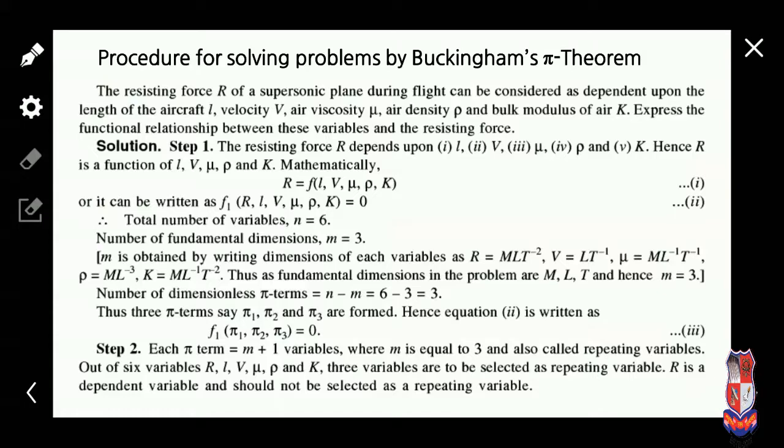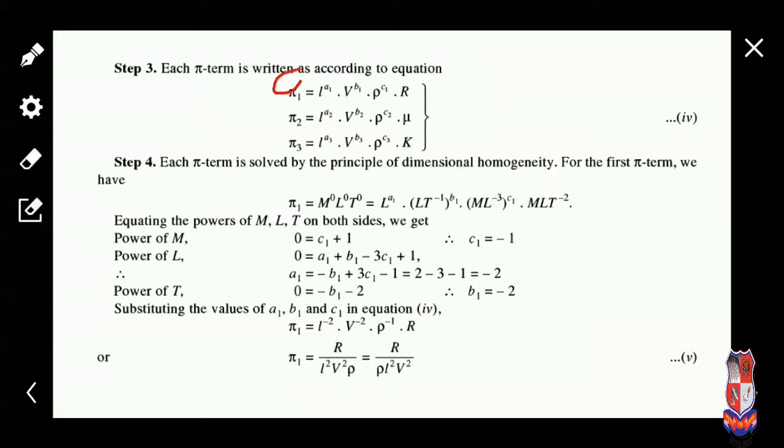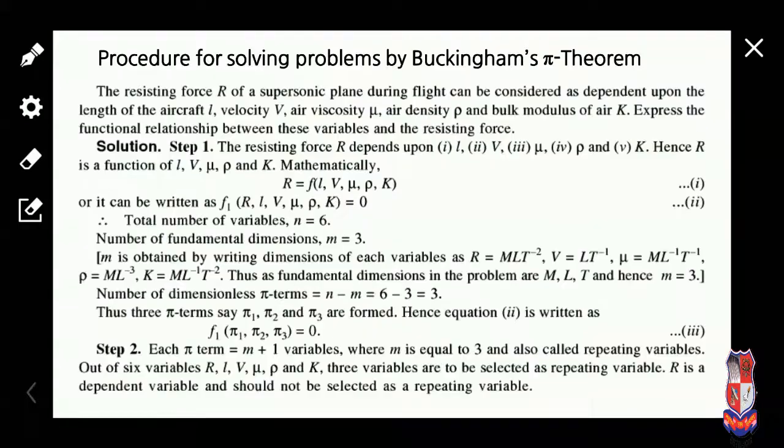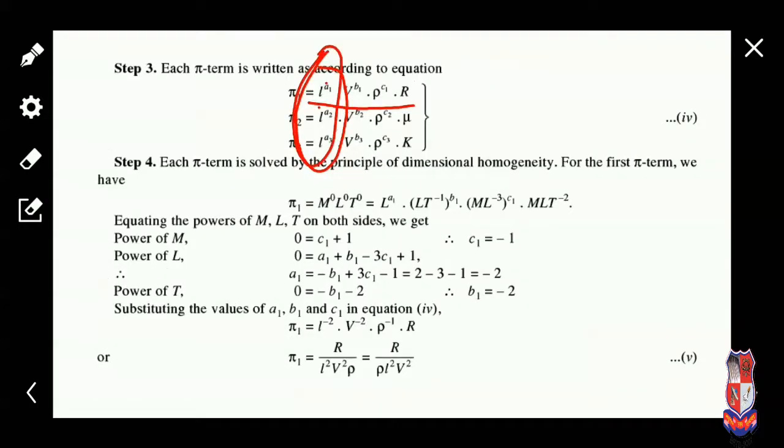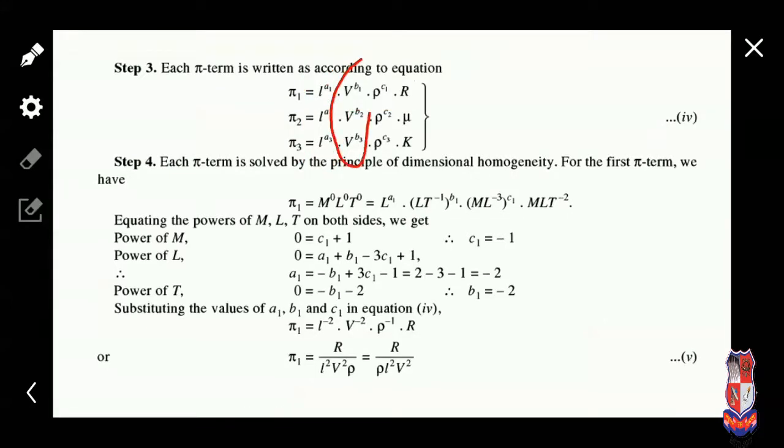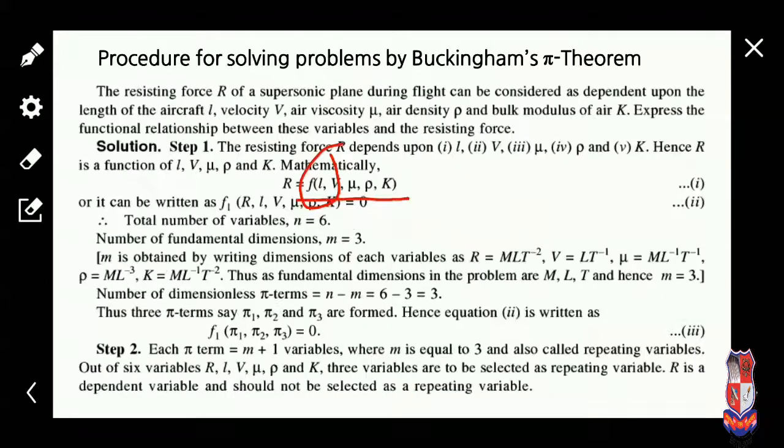Okay, so now we write pi 1, pi 2 and pi 3. We have 3 pi terms and each has 4 variables. First of all, we have to decide repeating variables and then non-repeating variables. The rule for repeating variables is that the first repeating variable is taken from the geometrical property. We have 6 variables in which L is a geometrical property. So L is taken as the first repeating variable, and the second repeating variable is taken from the flow property of fluid. We have 6 variables.